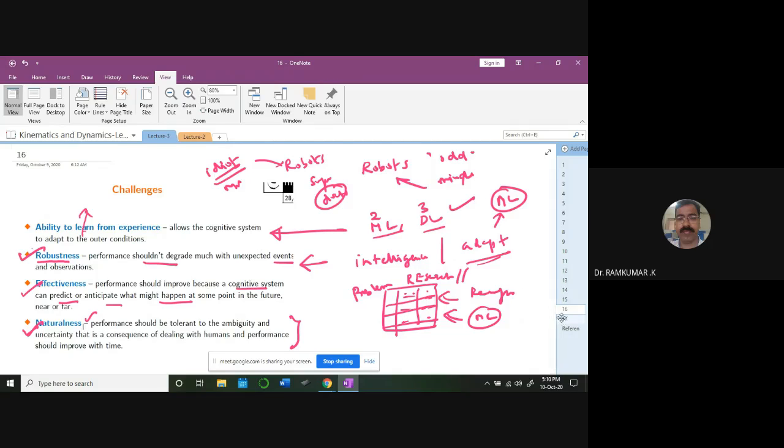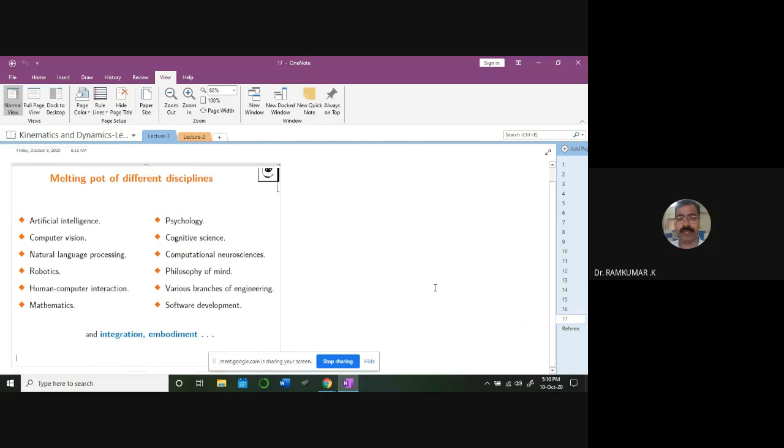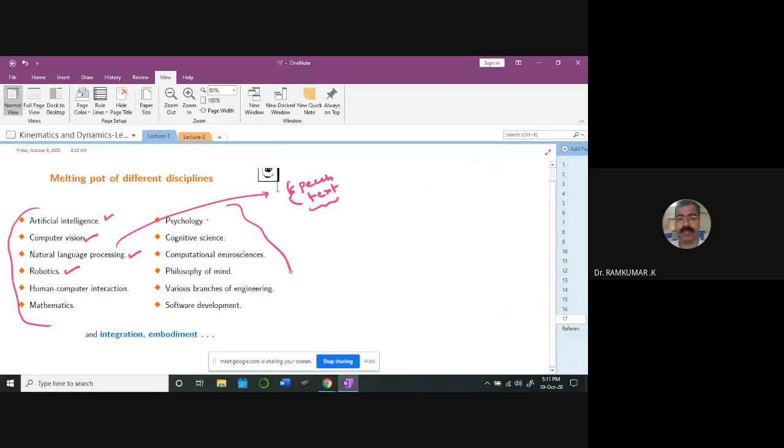These are some of the melting pot of different disciplines that you can see in this domain: artificial intelligence, computer vision, natural language processing. Natural language processing, what do you mean by it? Anybody from the class? Speech, text, and all these kinds of natural language can be processed and help the machine to learn from it. Robotics, it's a melting pot. All these disciplines are coming together for creating a cognitive machine.